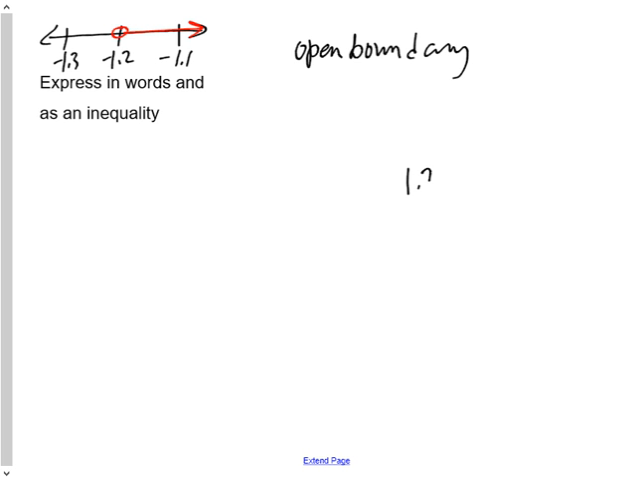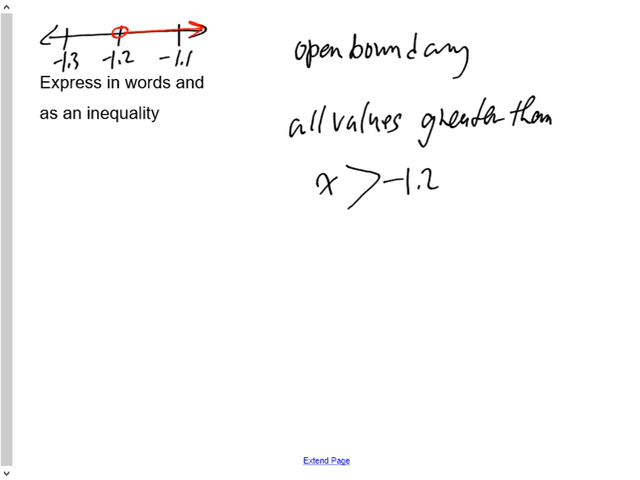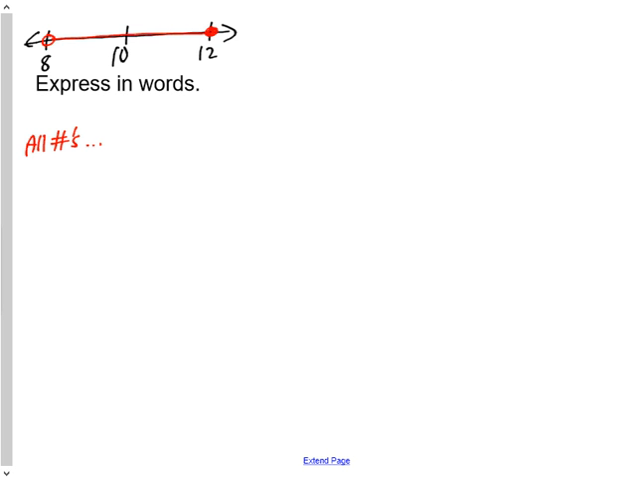And since it's 1.2 negative, it's all values that are greater than negative 1.2. So as a written inequality, it would be all values greater than negative 1.2. So on your test, you get 1 point for writing it as that sentence, and then you get another point for writing it as a written inequality numerically.